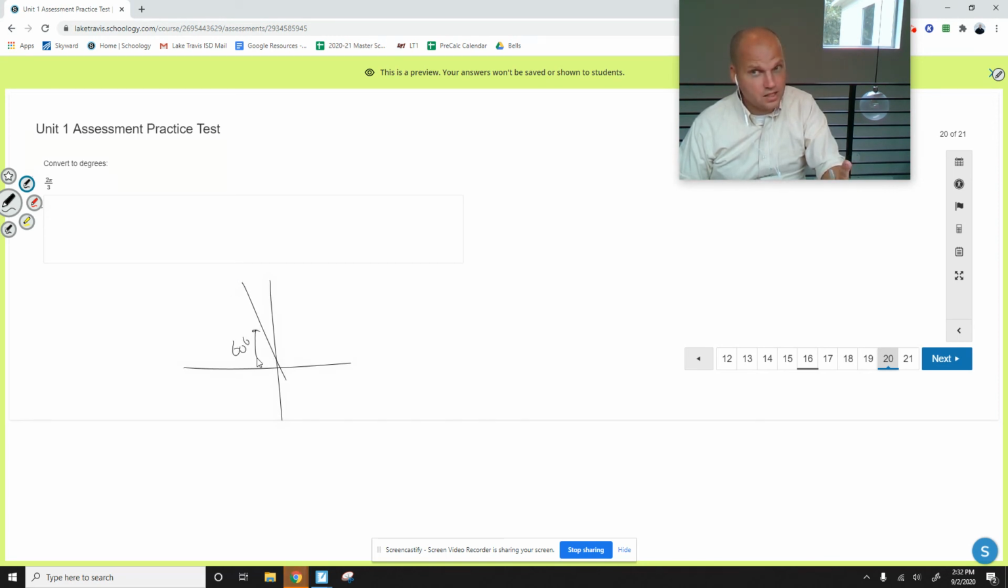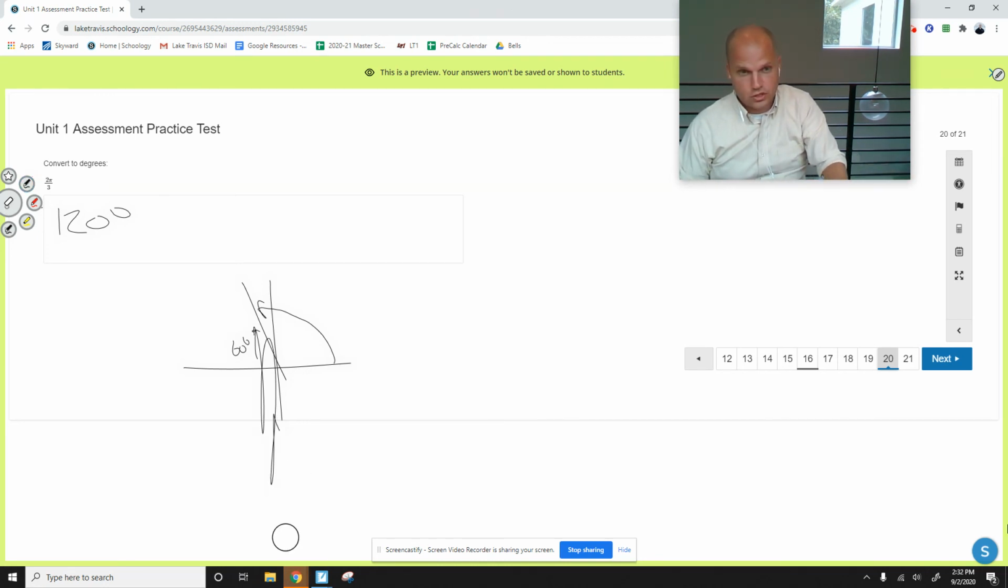Don't tell me that it's 60 degrees, though. That's the reference angle. The reference angle would be this angle. The actual angle is that obtuse angle that you create. So it's got to be 90 plus 30, which is 120. Okay, boom. That's one way you could do it: 60 away from 180, or 90 plus 30.